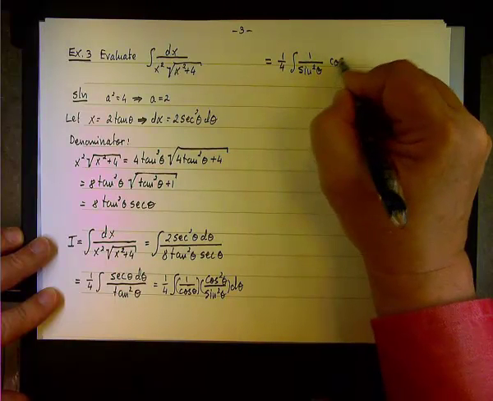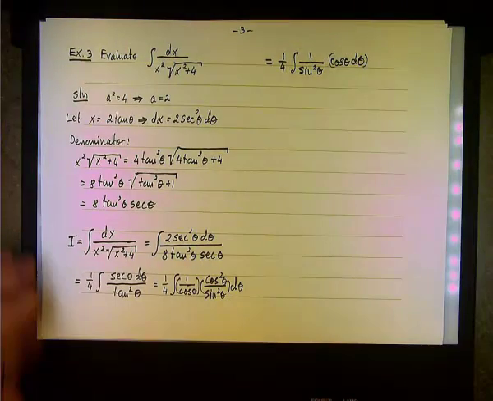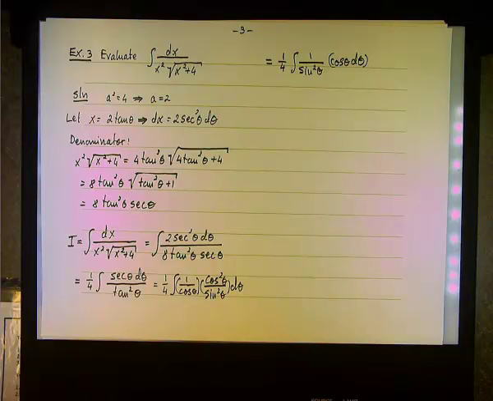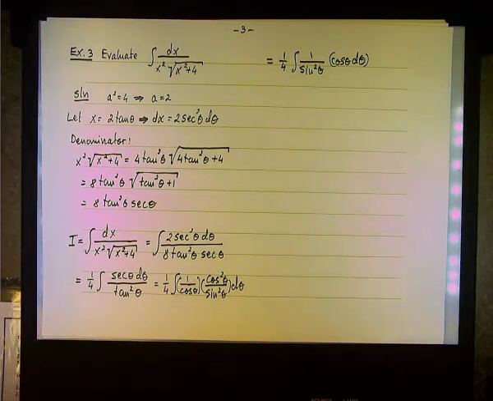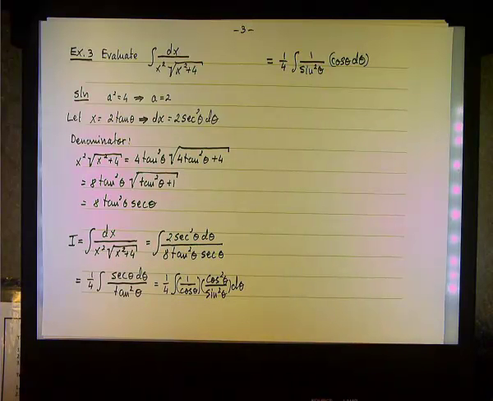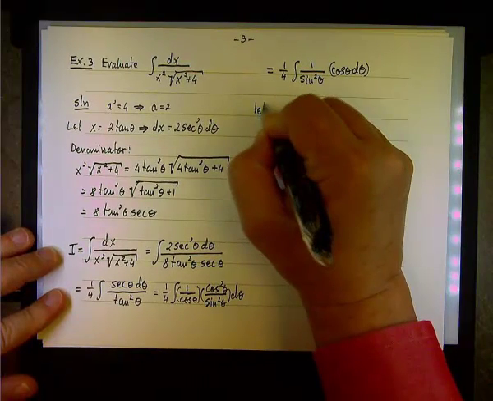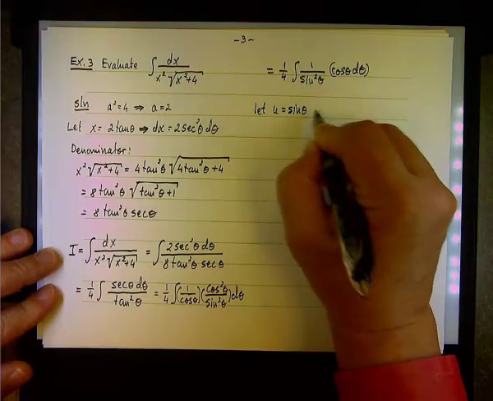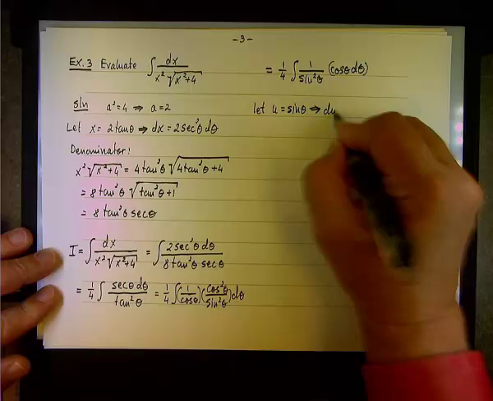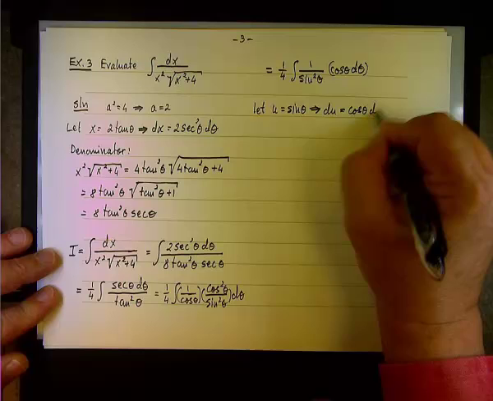So here's the differential, cosine theta d theta. This is a very desirable differential because cosine is the derivative of sine, going back to what we learned in the section on trigonometric integration. So to use this, we let u equal sine theta, and therefore du equals cosine theta d theta.